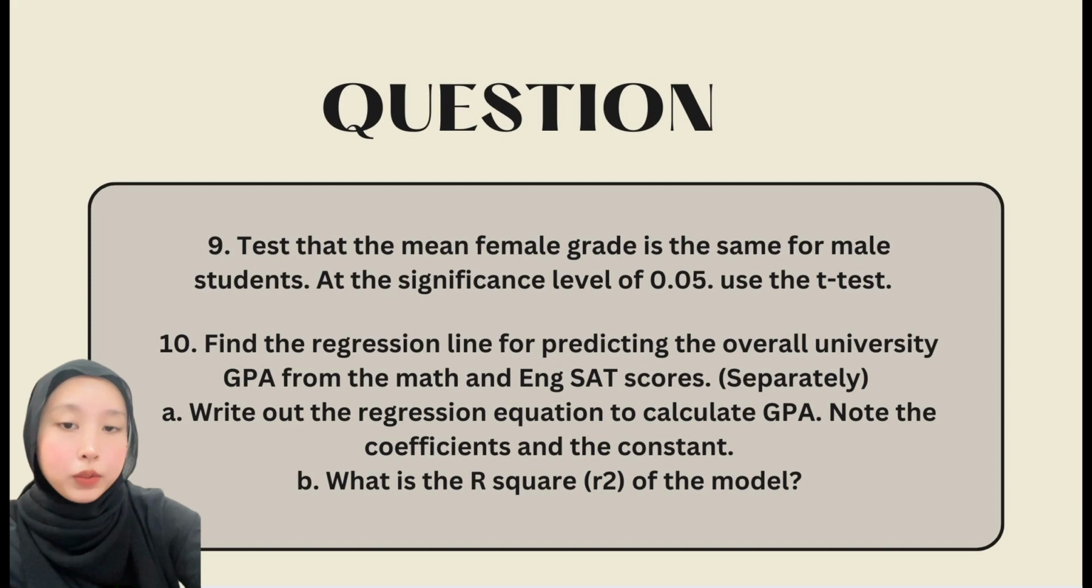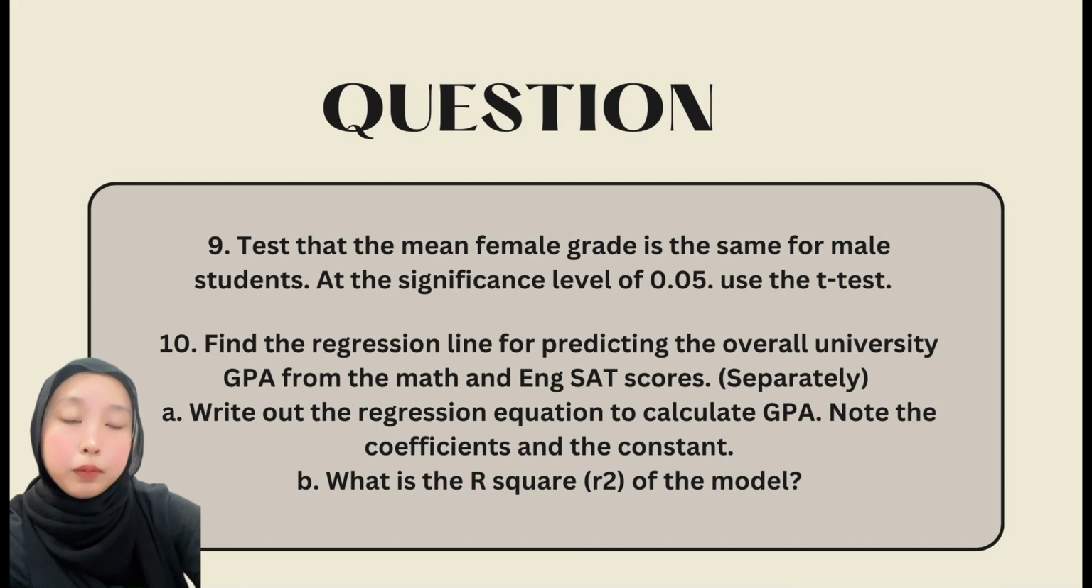My name is Nurul Azli binti Mustafa, and my matric number is H21A2562. I'm going to solve question number 9 and number 10. Question number 9 is about a significance level of 0.05 for female grades, the same with male students. For question 10A, I'm going to find the regression equation for overall university GPA from the Math and English SAT score. And for 10B, I'm going to find the R square.